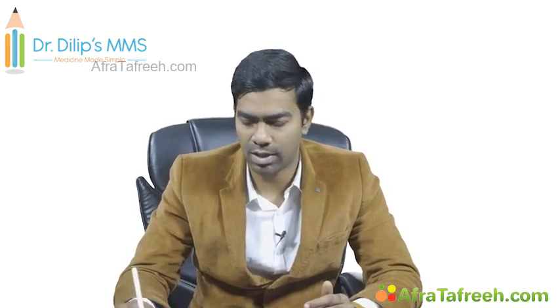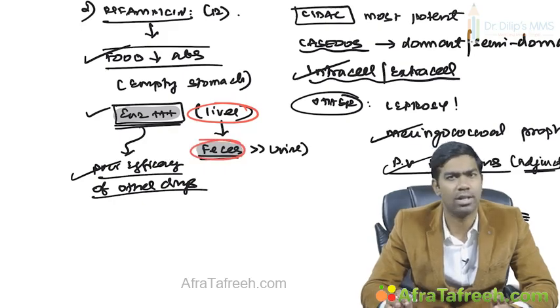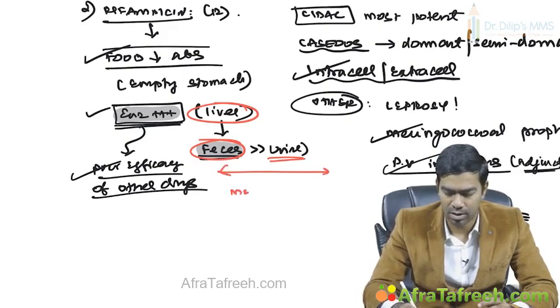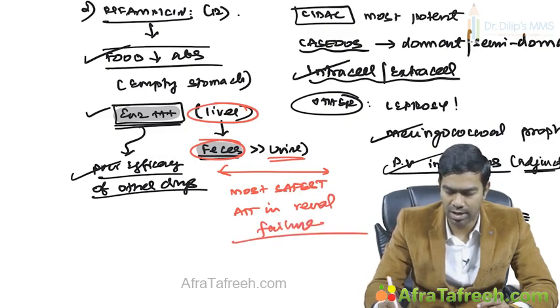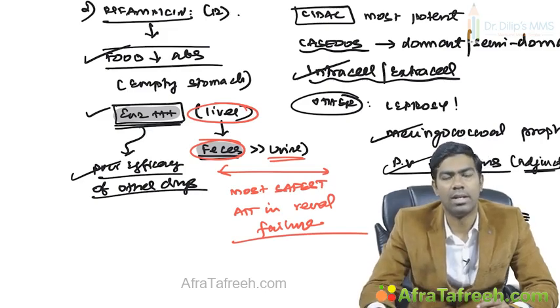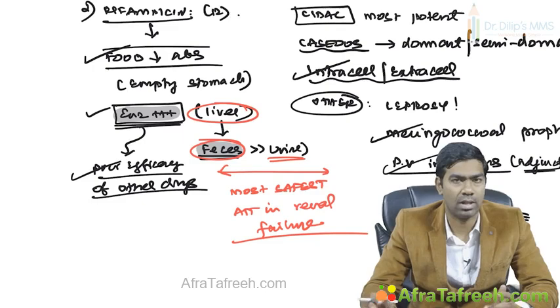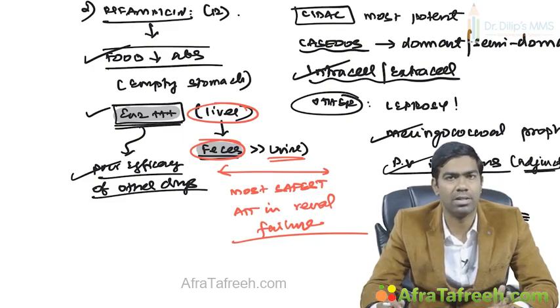Clear? So it's a very important thing. At the same time, I told you one more point. It's predominantly through the liver, almost entirely through the feces, and very little through the urine. This makes rifampicin the safest anti-tubercular drug in renal failure patients. For liver failure, the safest will be streptomycin. That's the safest in liver failure patients. But in renal failure patients, the safest is going to be rifampicin only.